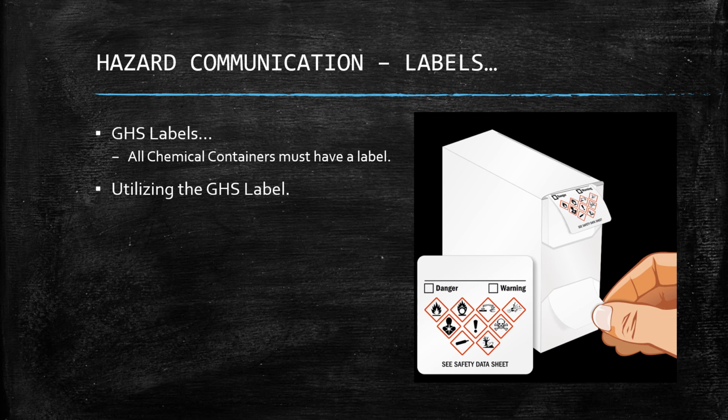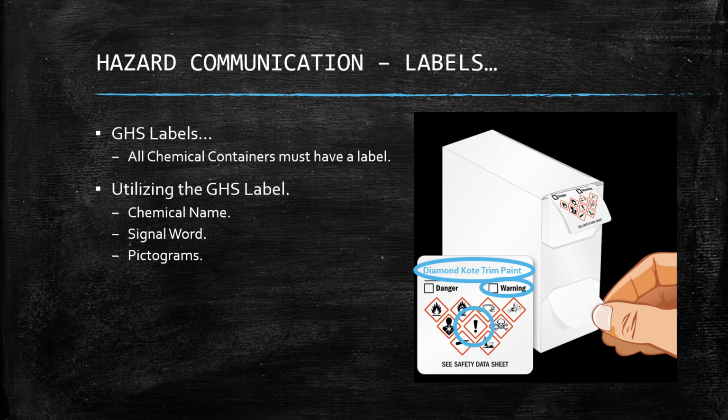When utilizing the GHS label, first, the chemical name is identified at the top. An example would be Diamond Coat paint. Second, we need to identify the signal word. Example, for Diamond Coat, this is labeled as warning. Lastly, we need to identify all pictograms applicable to the chemical. For Diamond Coat, there is only one pictogram, which is the exclamation mark. Now the label is ready to be placed on the container.